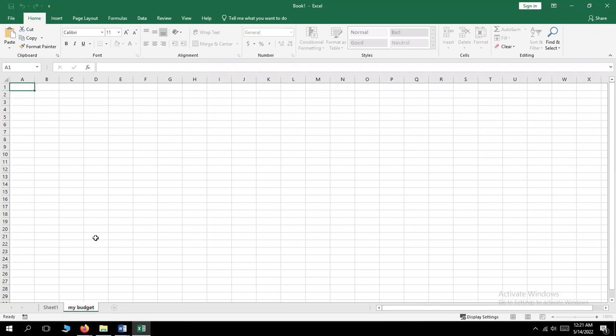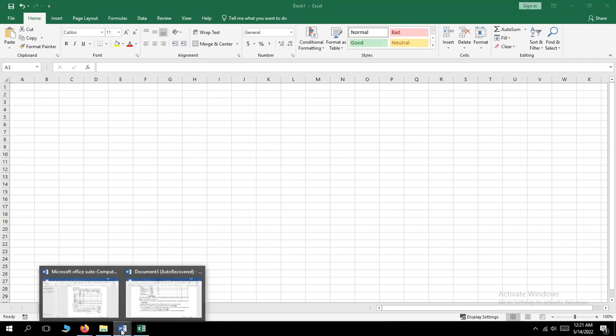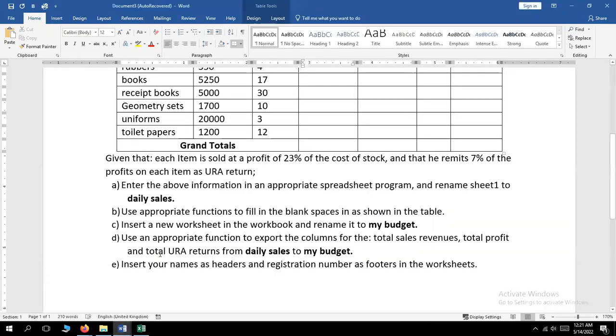As simple as that, and then press enter. Then they are telling us also to use the appropriate function to export the columns for the last, I think, last 3 columns, okay? And as simple as that.